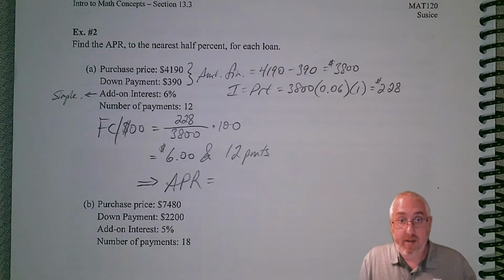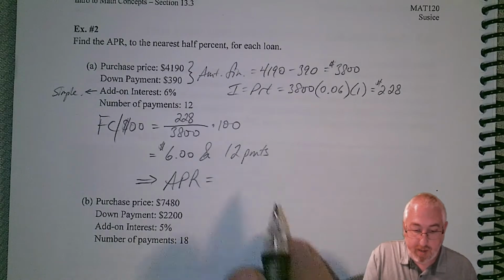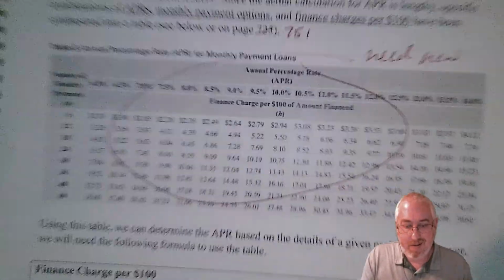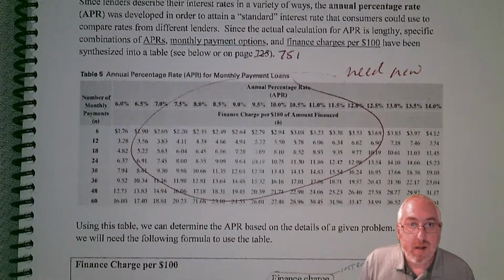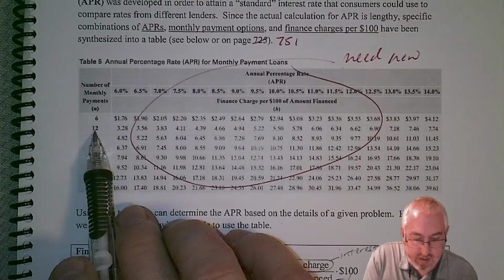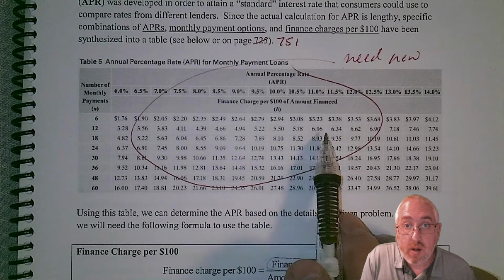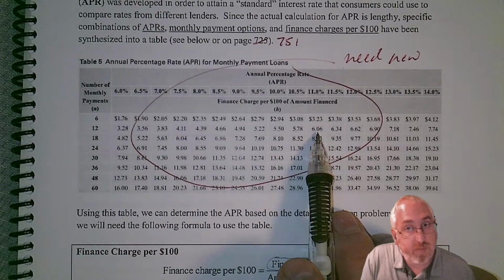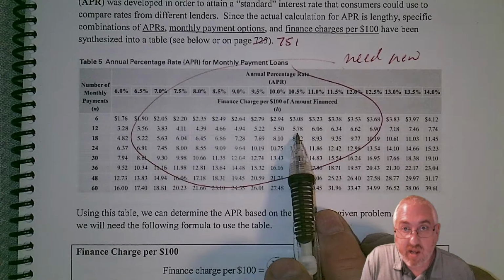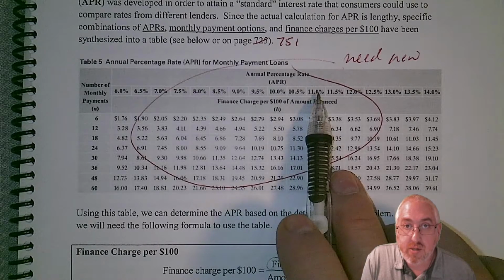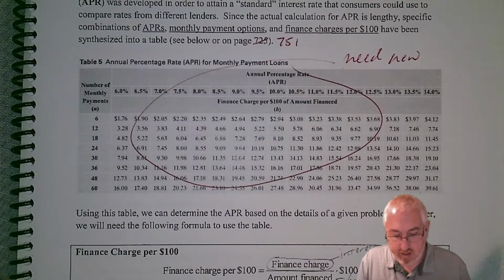So we're going to go back to the table. Again, 12 payments and $6. Don't forget it. 12 payments and $6 is, well, 606 is probably going to be the closest. 578 too low, 634 too high. So that points to 11%.